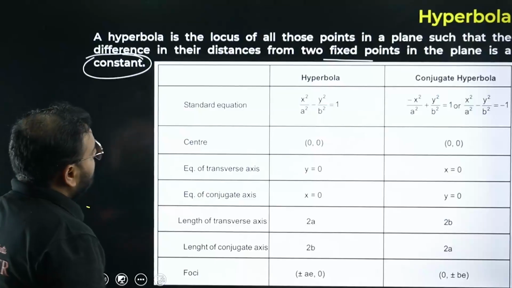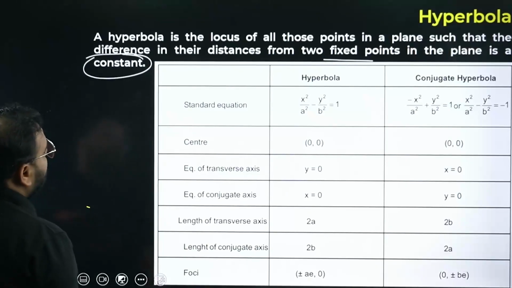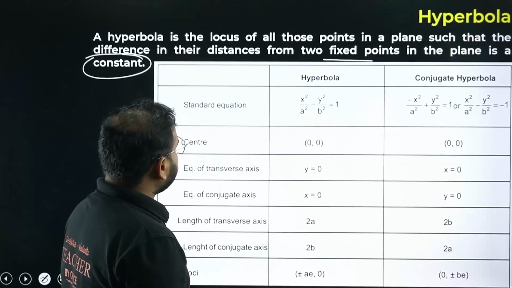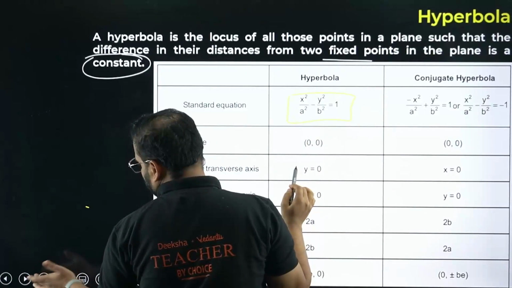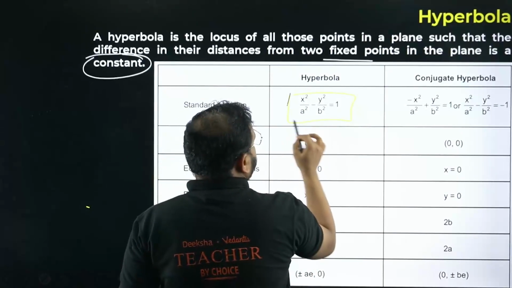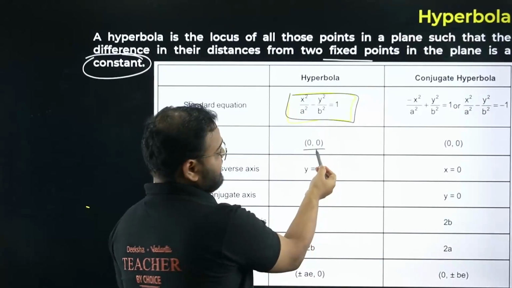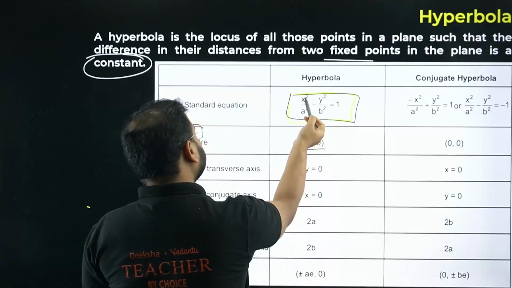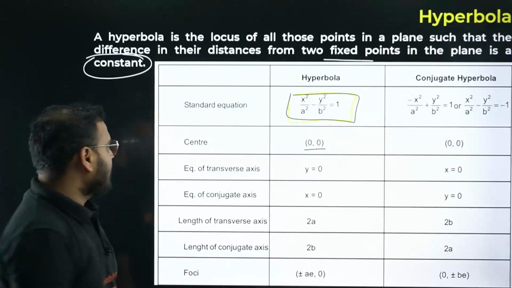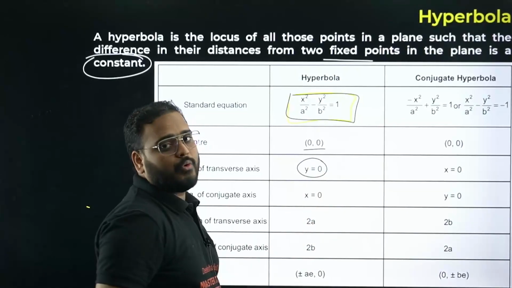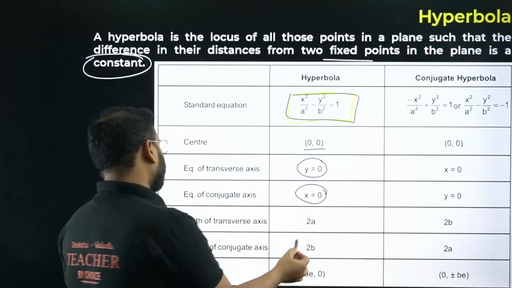If I messed up something on the table, let me know in the comment section. What else do I have? Standard equation is going to be this, of course. We know this, right? What else do we have? Center will be 0, 0. If the center is h, k, it will become x minus h the whole square upon a square and y minus k the whole square upon b square, like this only. The equation of transverse axis, y equal to 0, the x axis. Conjugate axis, x equal to 0, the y axis. What else do we have? Length of the transverse axis, 2a.